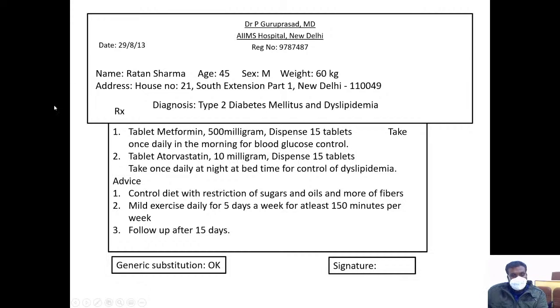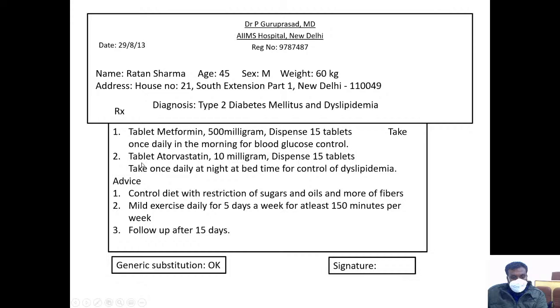And so here we are giving tablet metformin to combat the diabetes mellitus. Metformin is an oral hypoglycemic agent. It's a biguanide class, comes under the biguanides class. Metformin activates the AMP dependent kinase enzymes, and it decreases the hepatic glucose output, and it also decreases the hepatic gluconeogenesis, thereby decreasing the blood sugar level. So we are giving tablet metformin 500 milligram once daily in the morning for blood glucose control.